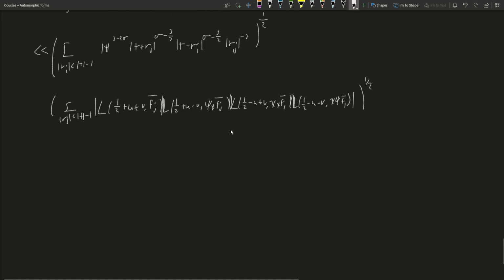And then you can apply Cauchy-Schwarz again to each of these things individually. So let's look at what this is. If we just assume that all of these are about t, what do we get? We end up getting t to the 3 minus 2 sigma plus sigma minus 3/2 plus sigma minus 3/2.